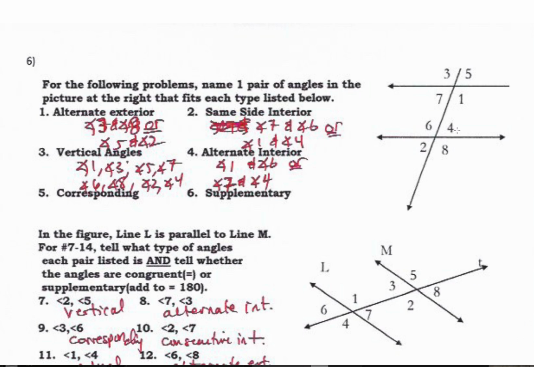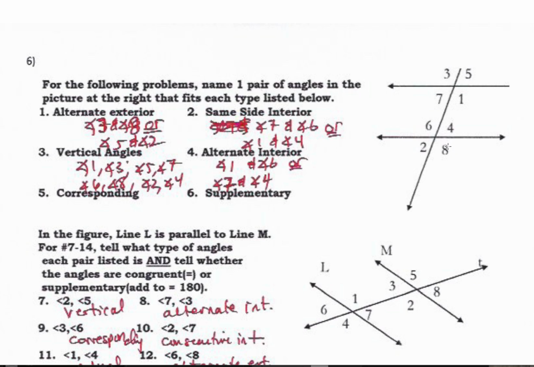And supplementary is any acute with any obtuse. So, for example, 1 and 5, that's supplementary. 1 and 7, 3 and 5, 3 and 7, 7 and 6, 1 and 4, 8 and 1, 2, pardon, not 8 and 1, I'm sorry about that.